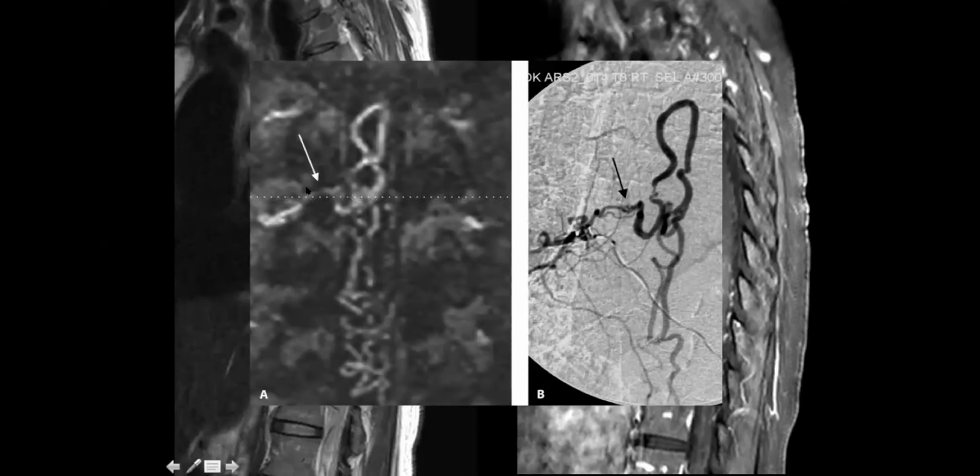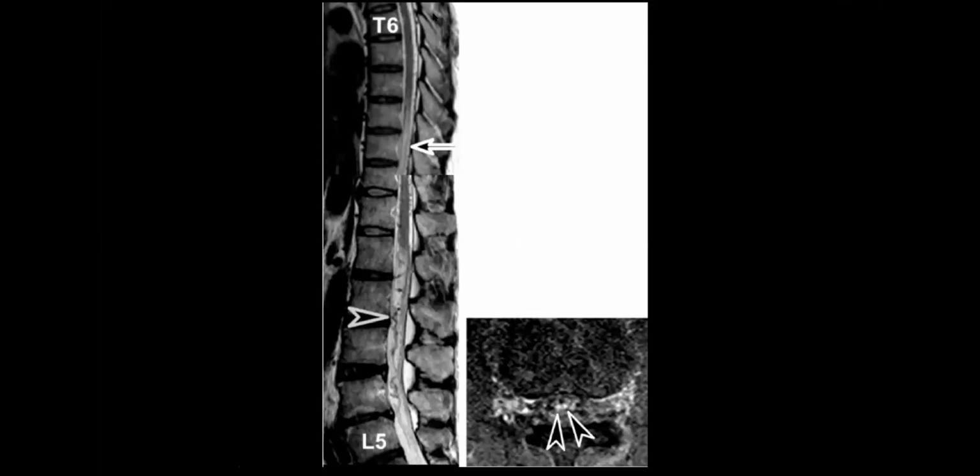Now, if the MR demonstrates the shunt, it becomes very easy to do catheter angiography because we don't have to probe each and every segment. We have an idea where to find the shunt. If the patient comes in late stage, then they will already have myelomalacic changes with cord atrophy.